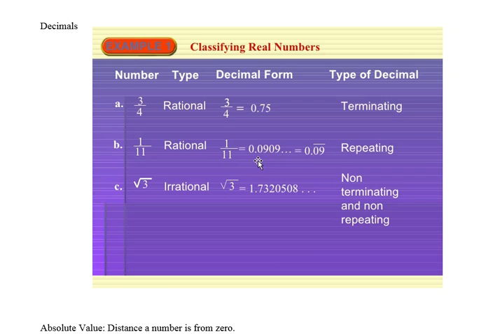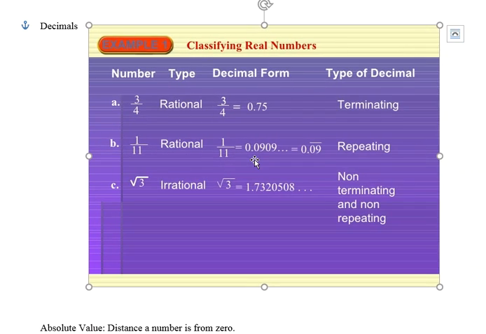Now 1/11 is a fraction, but if you take 1 and divide it by 11 in your calculator, or try and do it by hand, you'll notice that it has a pattern, 0.090909. It just keeps doing that same pattern. So when things repeat, we use a repeating bar, such as you can see over the 0 and the 9, and so that's a repeating decimal.